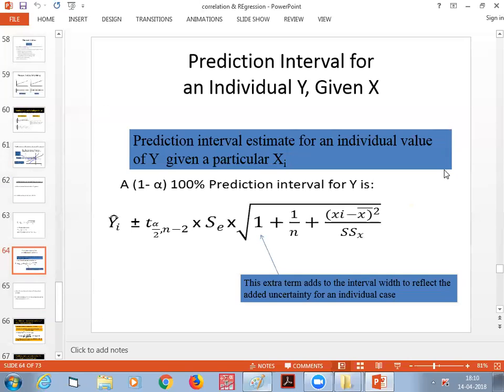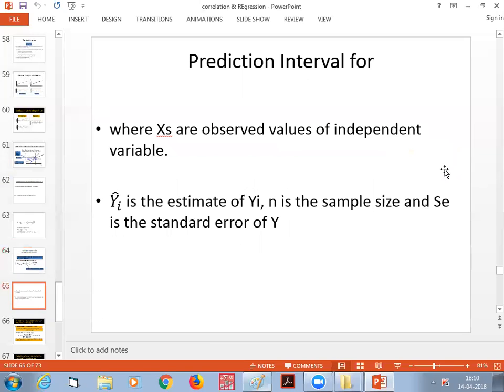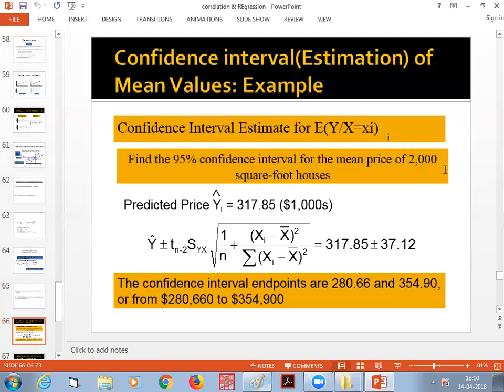So confidence interval in a regression model is for two things. One is for the mean value of y. The other one is for individual value of y, for the given value of x. Here the x's are observed values of the independent variable, yi is the estimate of yi, n is the sample size, and s is the explanation for that. Again, the example is taken.